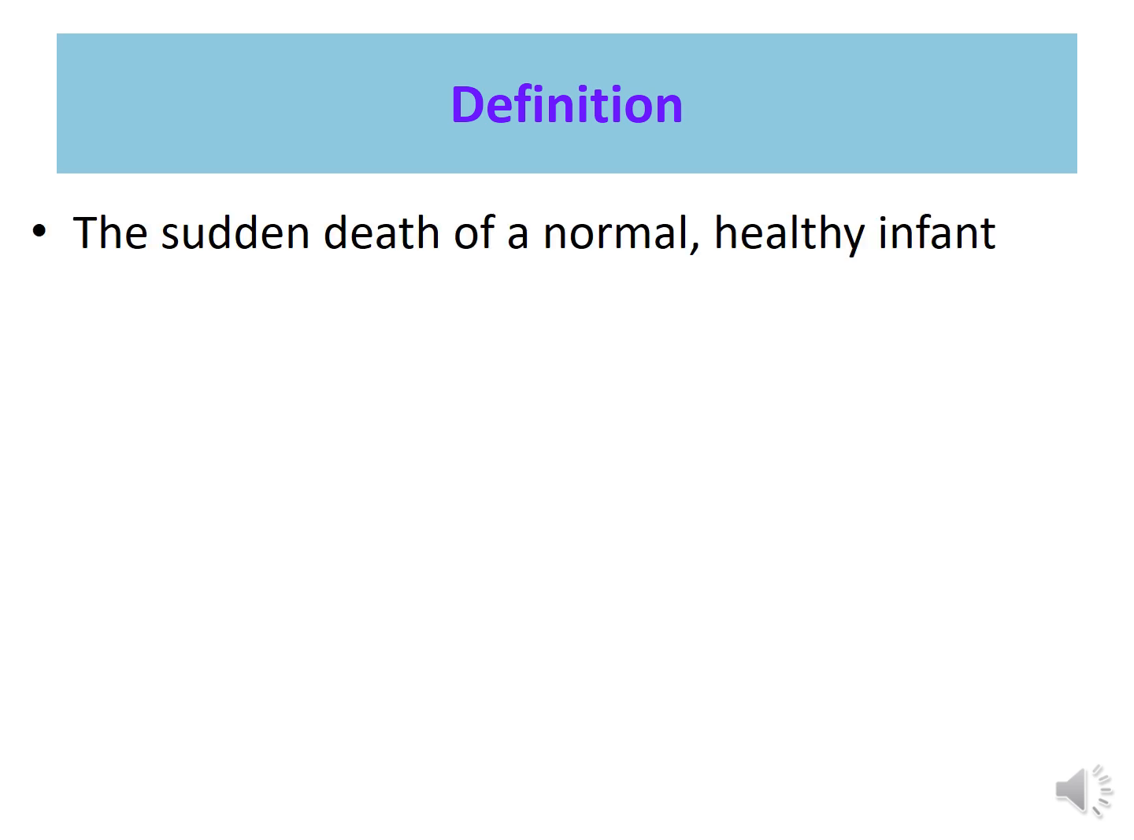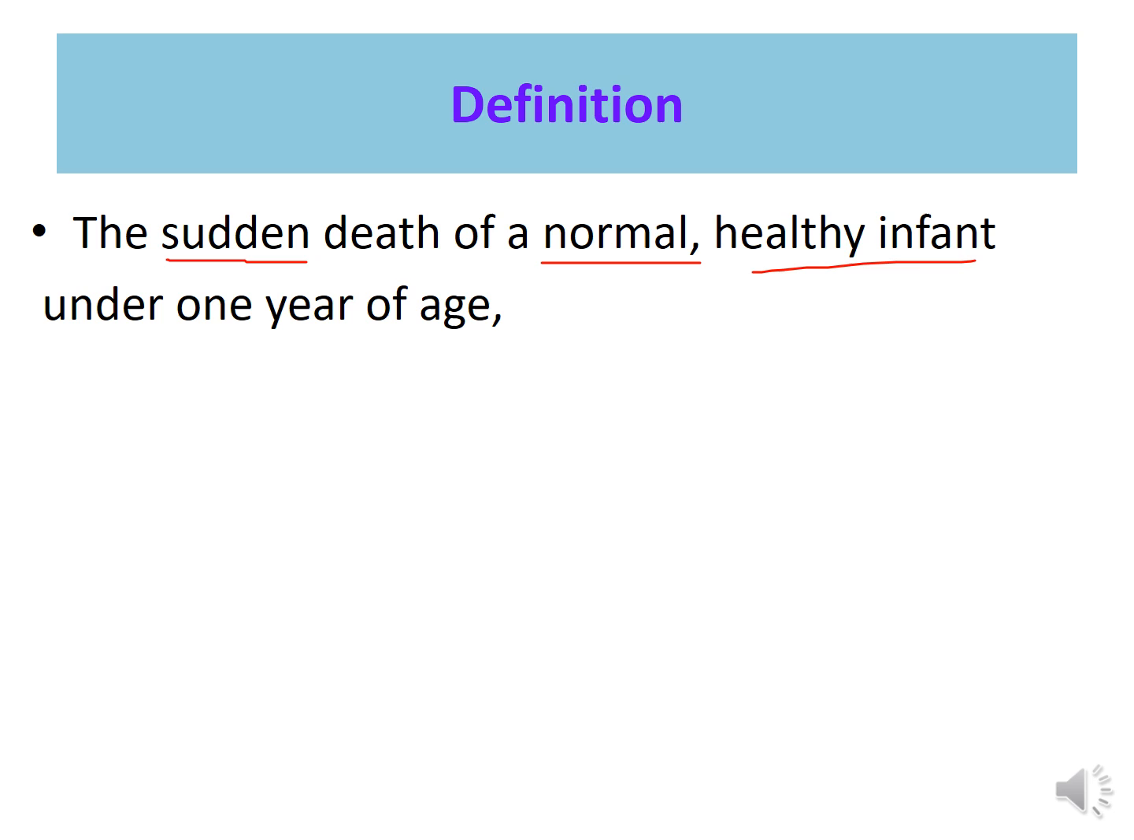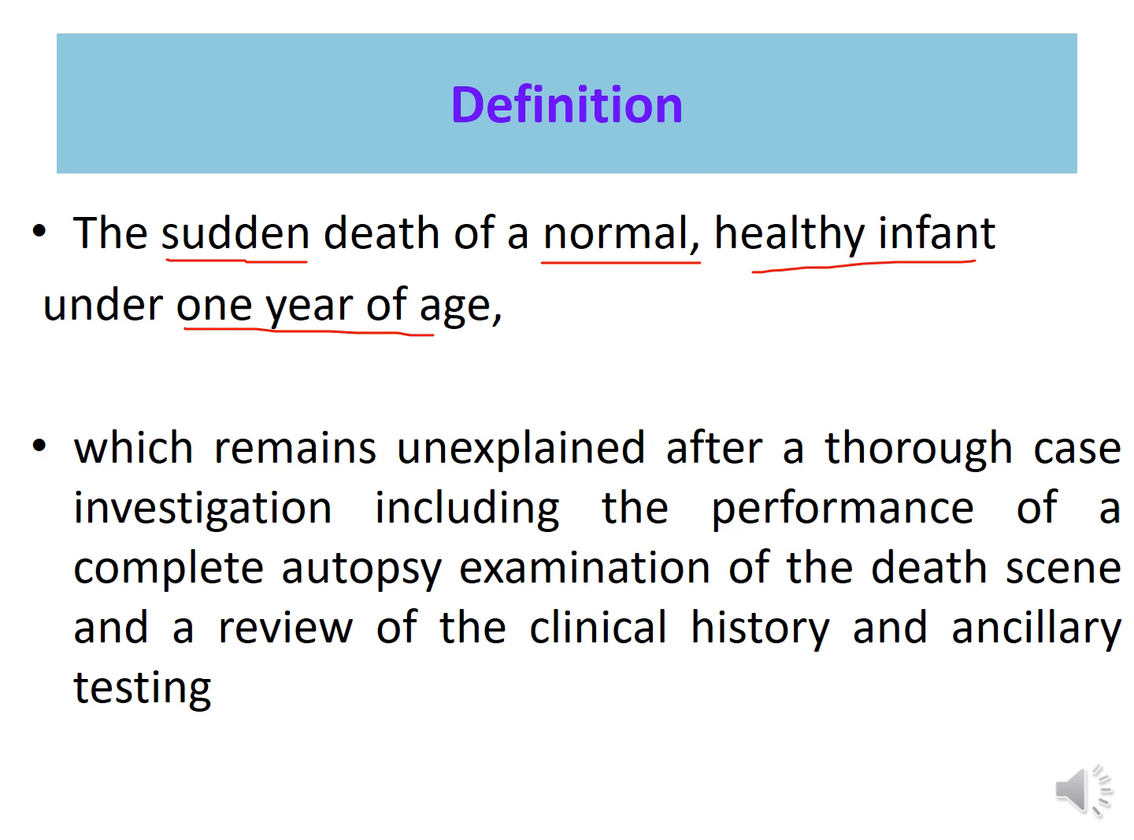What is the definition? It is a sudden death of a normal healthy infant. There are certain key features that you have to have. It should be sudden, and also the death of a normal healthy infant. And the age of the baby should be less than 1 year. And also, with all the investigations, that means scrutinizing the clinical history, doing the crime scene investigation, and doing a very complete post-mortem examination, all the tests along with ancillary testing, everything should be negative to diagnose a case of SIDS.